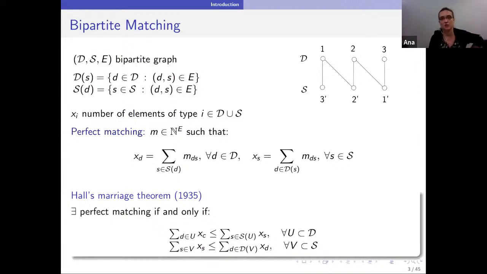For the static version of matching, we have a perfect match if all the items have been matched among themselves. Here I assume that there is Xi of elements of each type. We denote by M a matching, and you can see the conditions to have a perfect matching. And then for the static version, we have a characterization of existence of a perfect matching given by Hall's marriage theorem from 35.